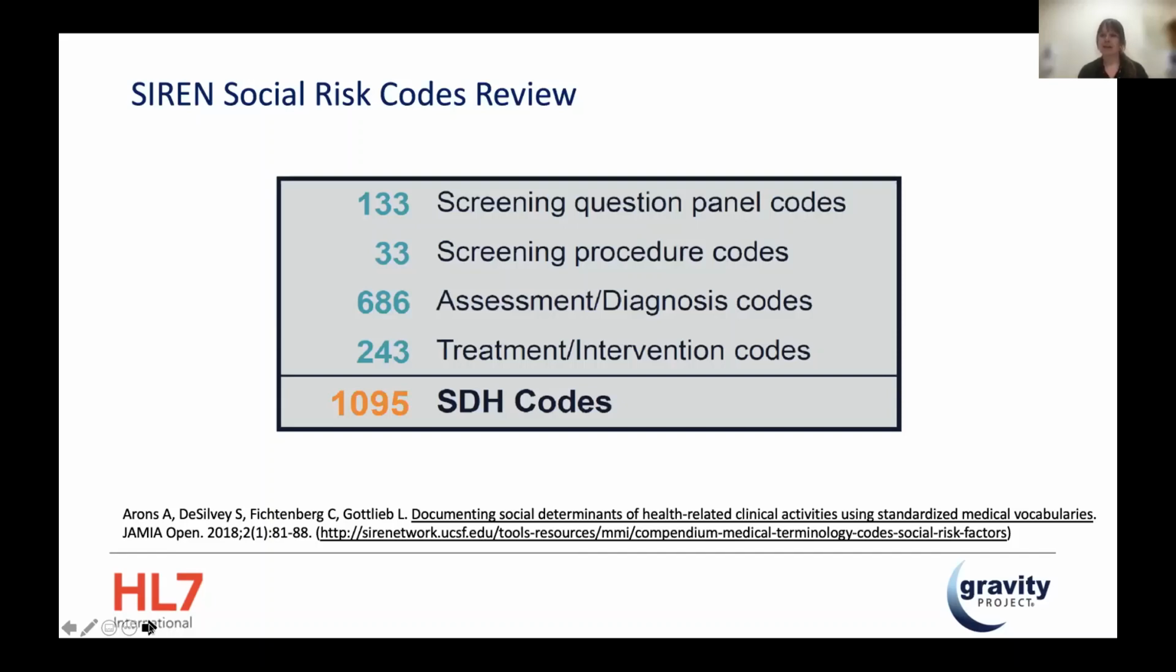Out of that gathering, I wrote a paper with our colleagues again at UCSF SIREN. It's called the Compendium of Medical and Social Needs. You can find that on the UCSF SIREN website and then the links below. We found a lot of codes. We found lots of screening questions, lots of procedure questions, lots of diagnoses and assessment data, lots of treatment and intervention data, but it wasn't assessed for how good it was, how well it matched the domain at hand.